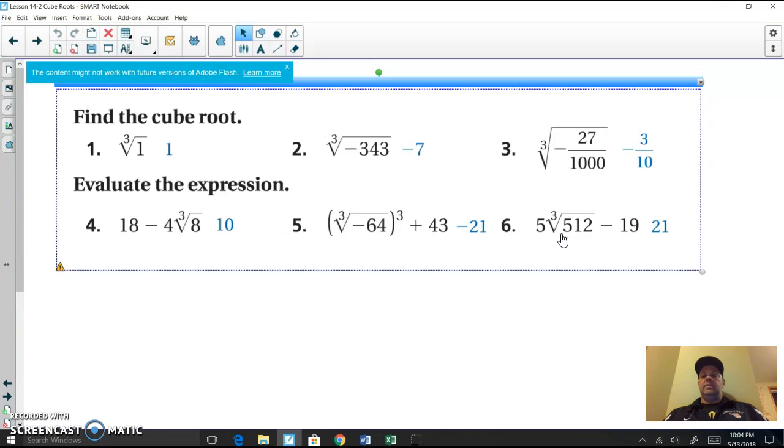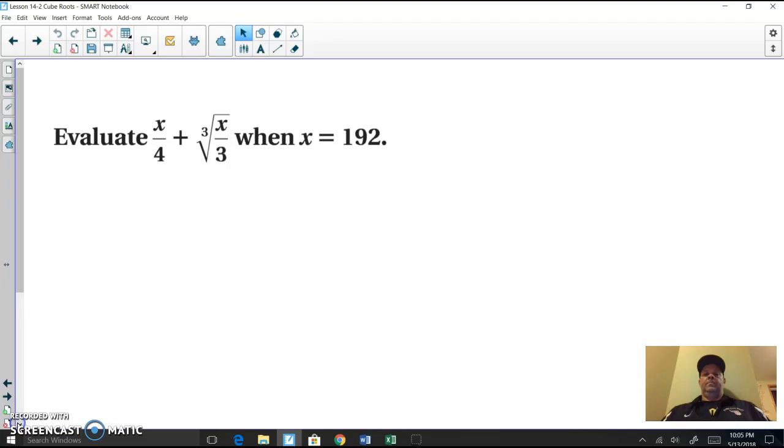Again, in number 6, 5 times the cubed root of 512 minus 19 is 21 because the cubed root of 512 is 8. 5 times 8 is 40 minus our 19 gives us the answer of 21.